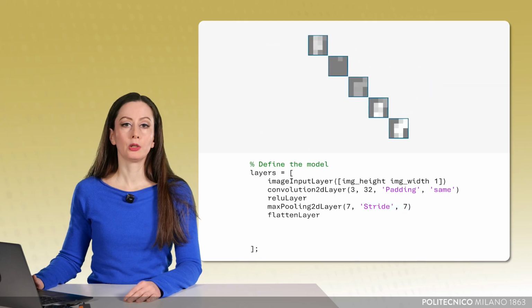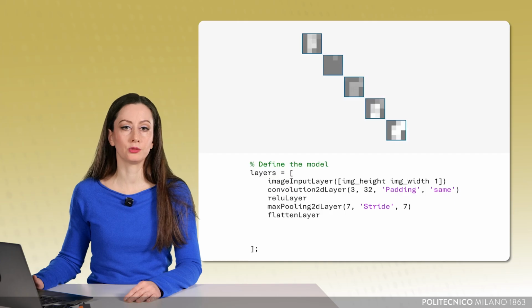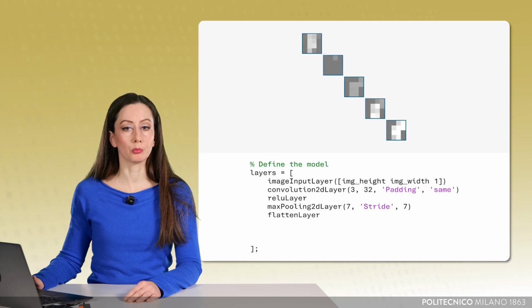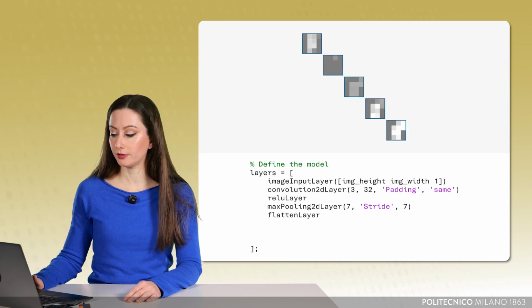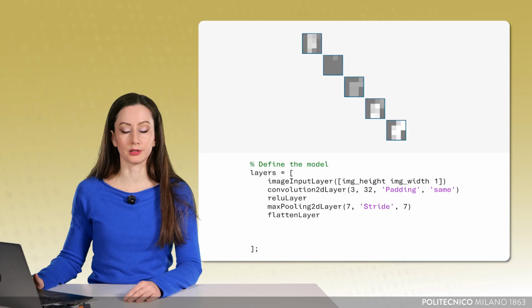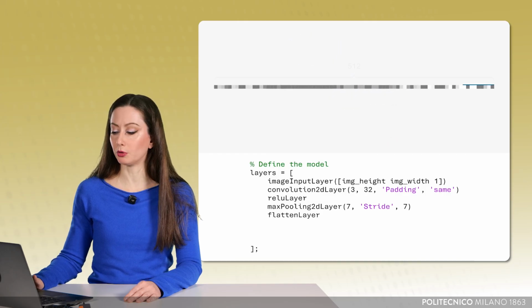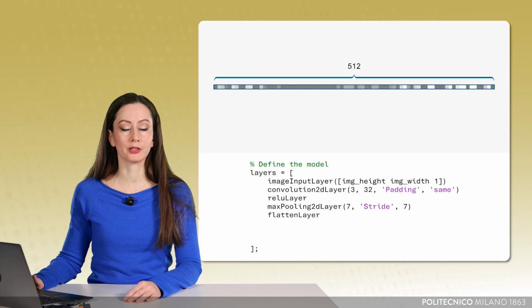And at this point, we want to convert this set of matrices into a vector format that the dense neural network can receive as input. And this process is done by the flatten layer. And note that this layer does not perform any computation on the data. It simply reshapes it, transforming the set of 32 small matrices into a one-dimensional vector with 512 elements.